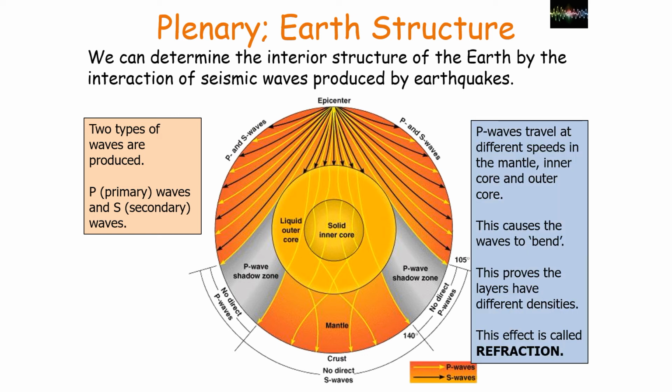Now, the P waves travel at different speeds in the mantle, inner core, and outer core, which will cause the wave to bend, which occurs because the materials that make up the Earth must have different densities, and this effect is what we call refraction.